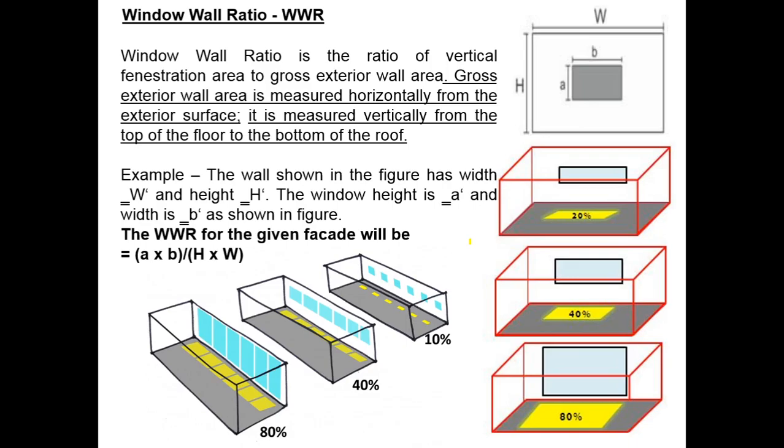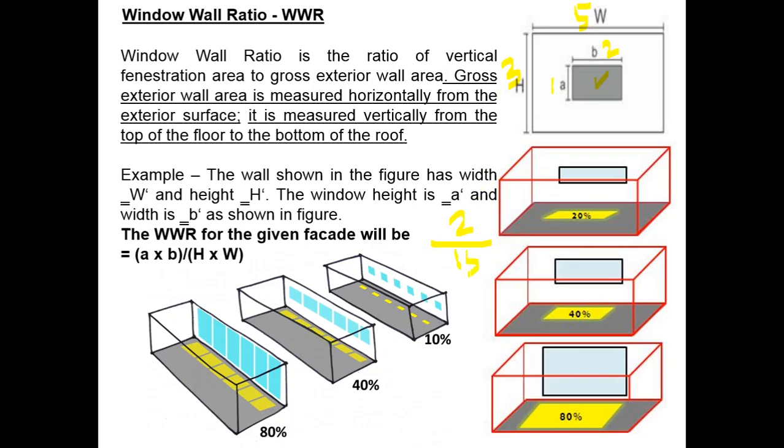This window wall ratio is nothing but a ratio of the fenestration area to the gross exterior wall area. For example, if this is the height of the room, maybe 3 meters, and this is the width of the room, about 5 meters, and this is the window. Let the window height be 1 meter and the width of the window be 2 meters. So 1 into 2 is 2 square meters, divided by the gross exterior wall area, 3 into 5 is 15.